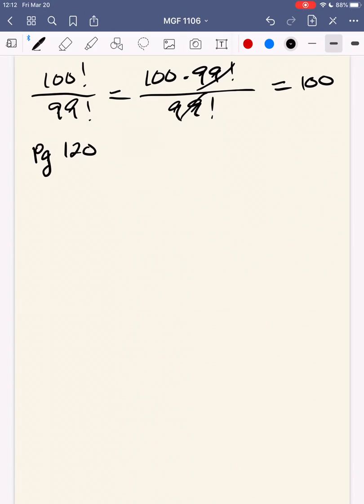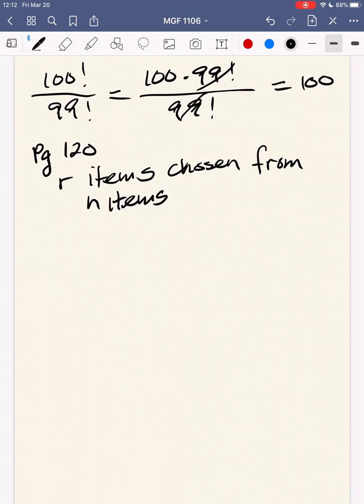Okay, so if I have r items chosen from n items, so n items is what I started off with, all right, we write this as P of n choose r, which has the number of items factorial divided by the number of items minus the ones we chose factorial.